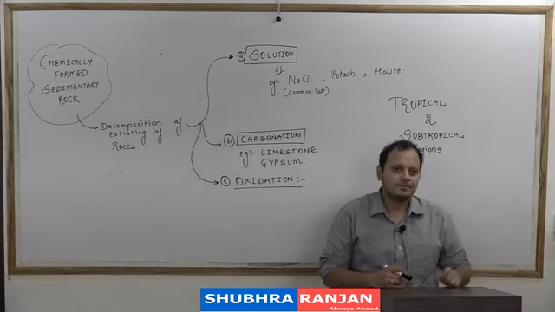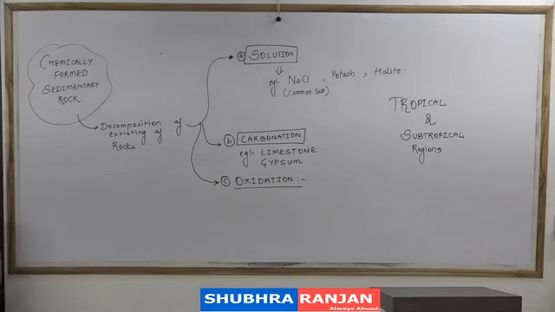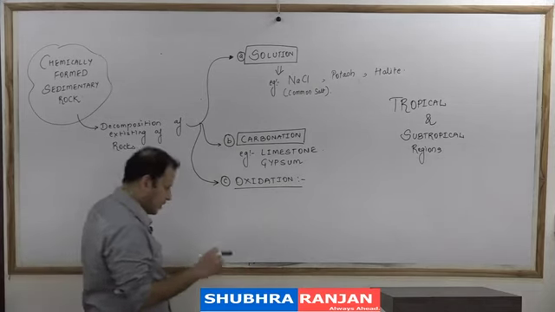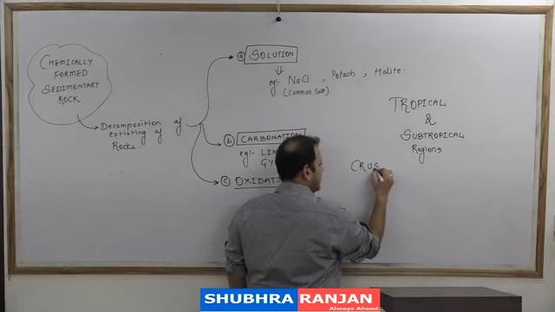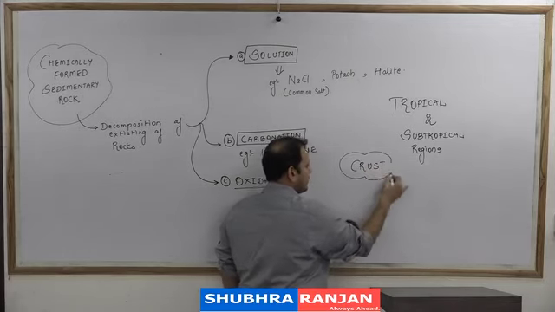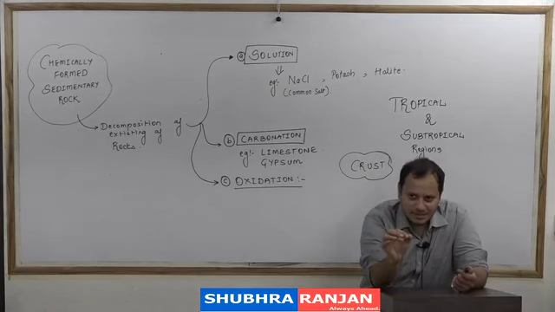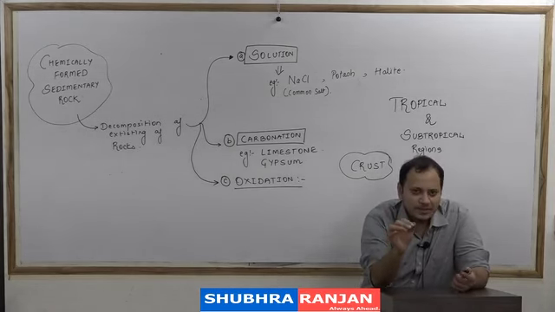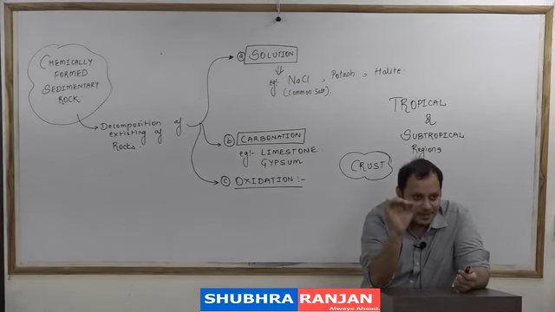Therefore, the rocks develop reddish brown covering or crust. Crust does not necessarily mean only the earth's crust. Rocks develop reddish brown covering or crust. Example, common type of process in India.